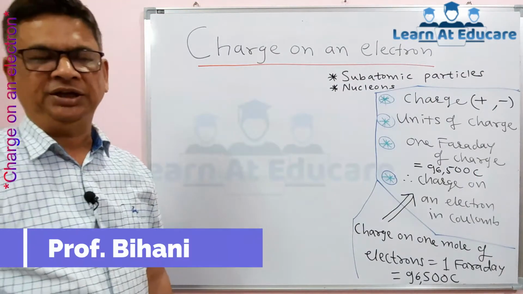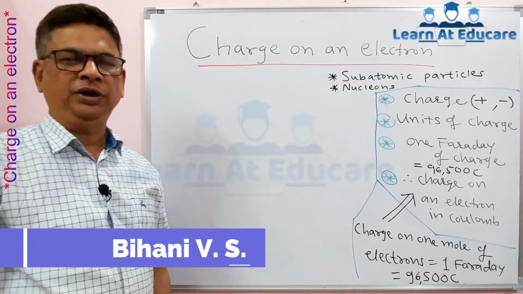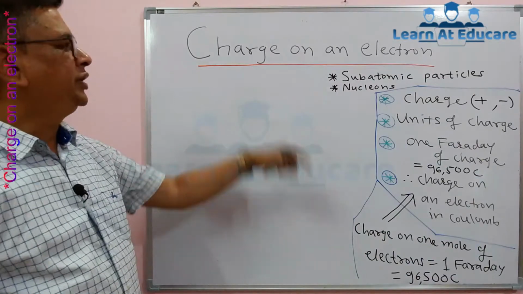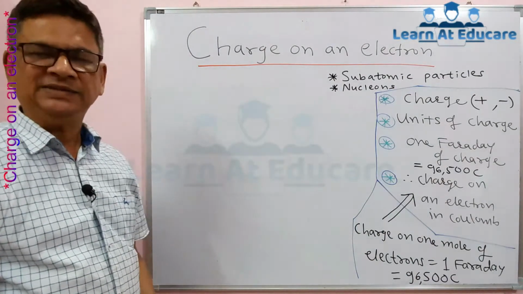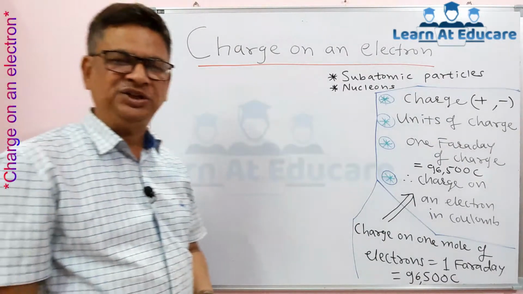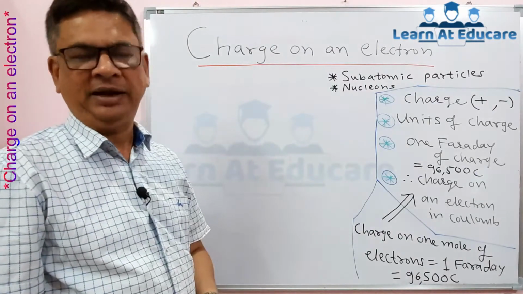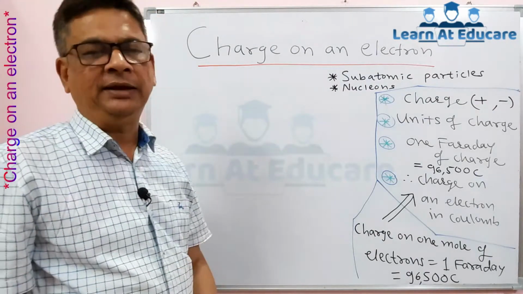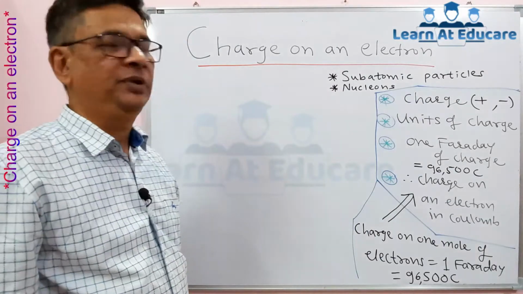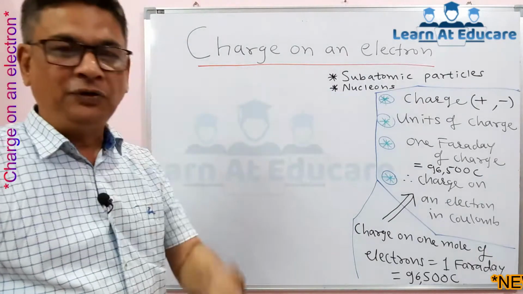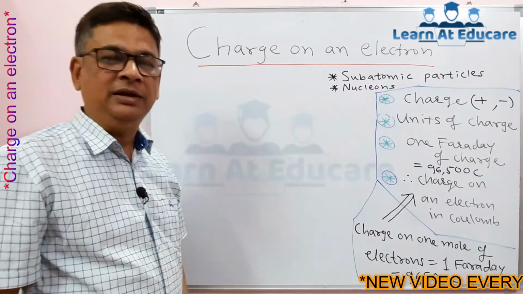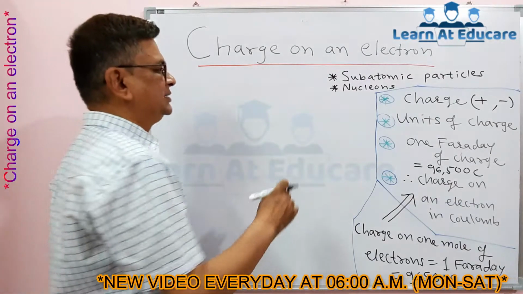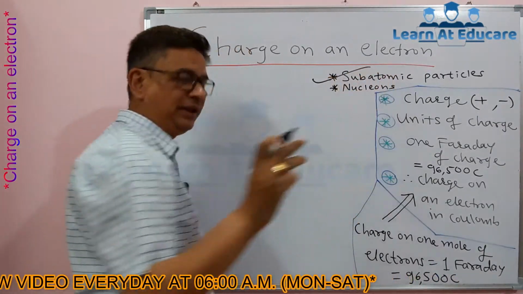This is Vinod Bihani and today we are going to see the topic called charge on an electron. Now as we know, Dalton's atomic theory states that atom is the smallest particle, and indivisible, but later on Rutherford's alpha ray scattering experiment showed that atom consists of particles, and we know those particles are called subatomic particles.